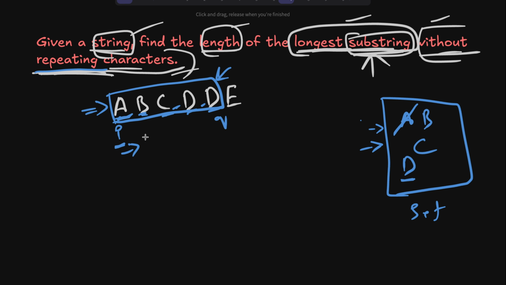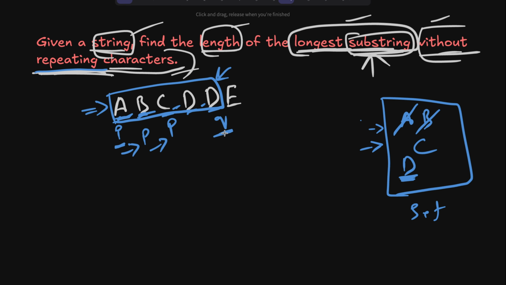We will shift the P again. P will be here. We will check if the character at Q still exists in the set. It does. D still exists in the set. It means we need to take the P and shift it again, right? So before we shift it, we will take the B and remove it from the set, because B is no longer in the window, right? So now we shift the P to the next one.